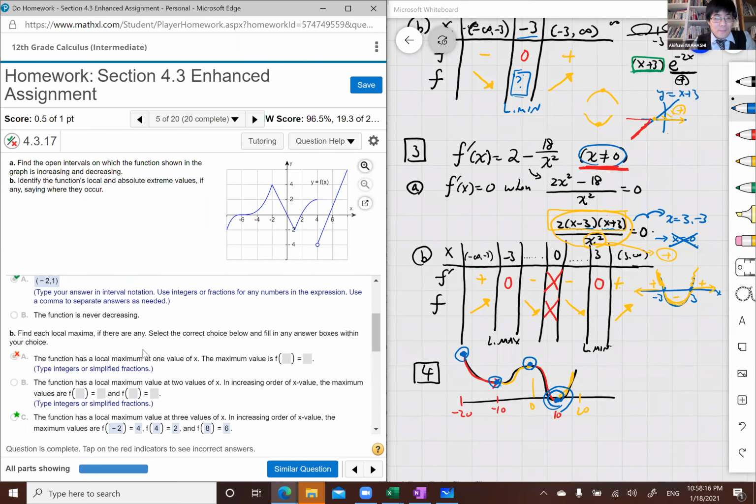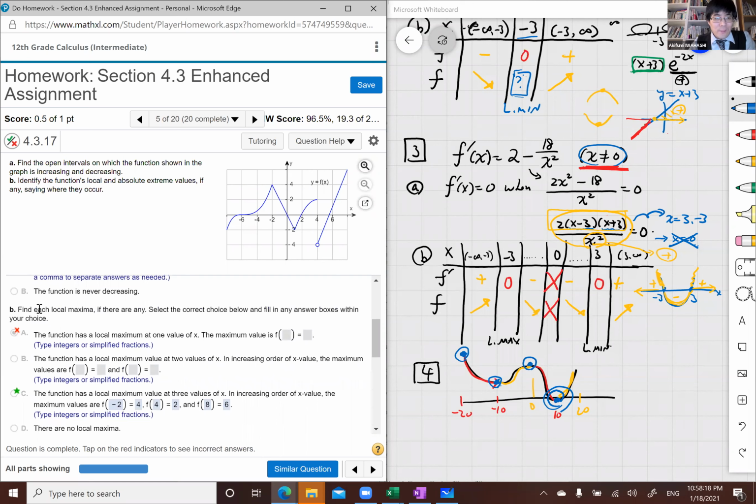Okay. Now next question. Find each local maxima, if there are any, and select the correct choice below and fill in any answer boxes within your choice. So you need to find local maximums. To find local maximums, looking at the graph, the one obvious one is (-2, 4).